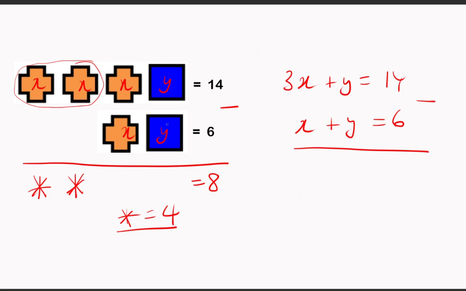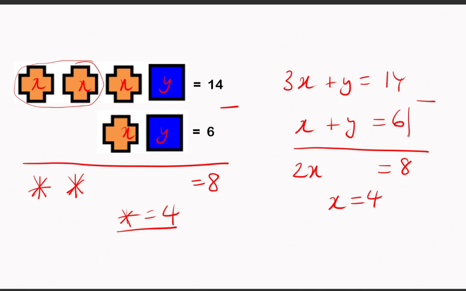4, and y then must be 2. We can see that here because it adds up to 6. So in terms of the algebra we would just do the same thing. So subtract 2x, y take away y is nothing, and 14 take away 6 is 8. So that tells me that x equals 8 divided by 2, which is 4.